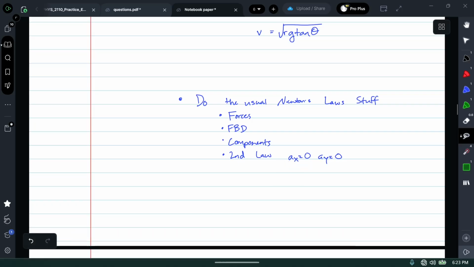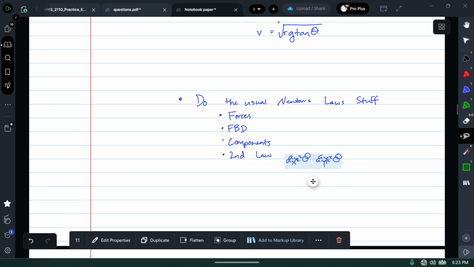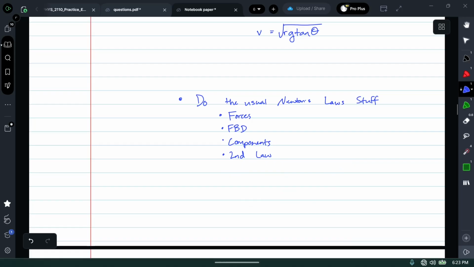Okay, but anyway, the step that comes after that second law is that you decide on the acceleration. So decide if any components are 0, or if they're given, you use that, or if it is centripetal.